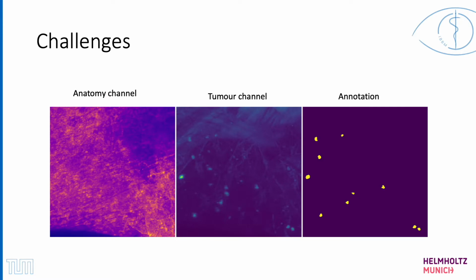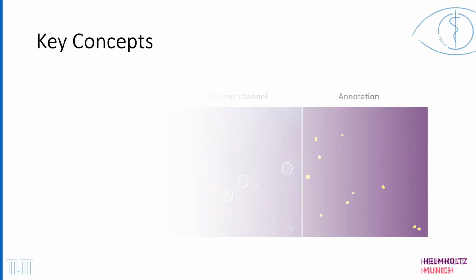In order to learn this task, we use existing annotations, which are very time-consuming to obtain and are often inconsistent or noisy. For example, this image from the lung area shows us that many micrometastases are missed in the annotation, even though some of them are very bright.